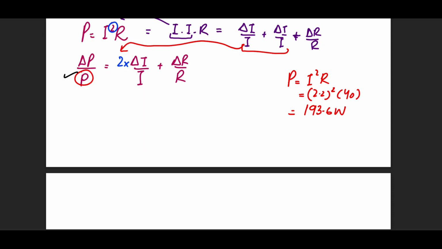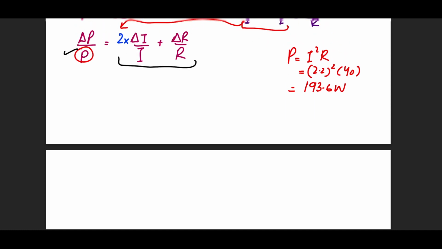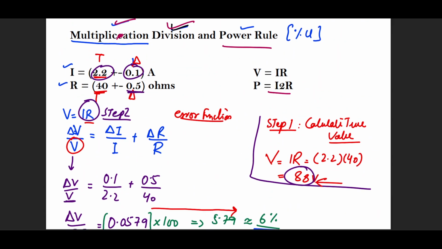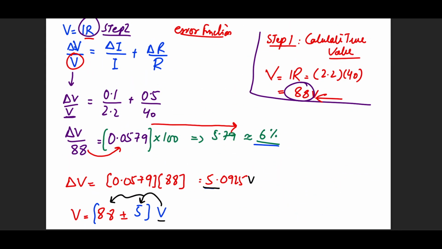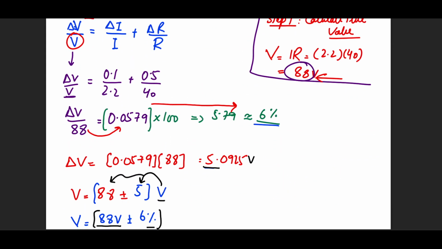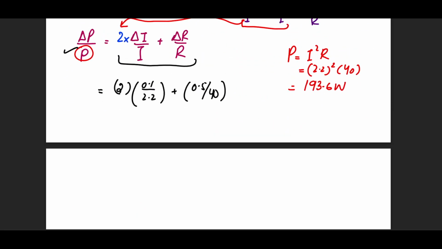Now, how to deal with the error function? The same method that we've done before, we're going to follow that again. So first, we put in the values of the error in I. So 2, because of the power, times the error in I, which is 0.1 divided by 2.2, plus 0.5 divided by 40. And that is this one. Okay, now since we've done that before, but of course we didn't do it with the value of 2, let's do that and see what answer we get.